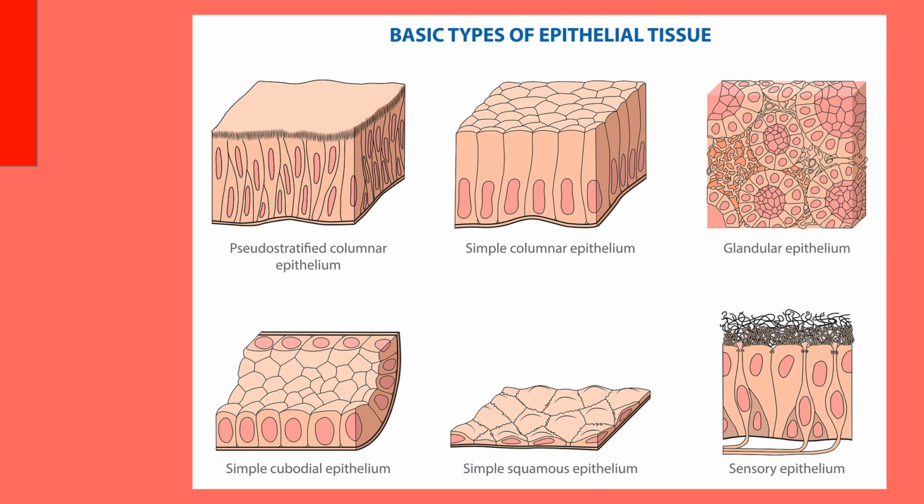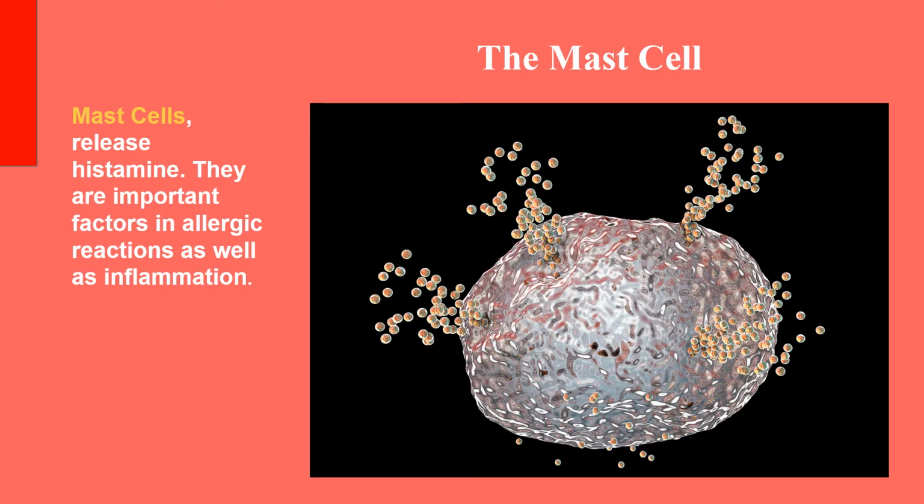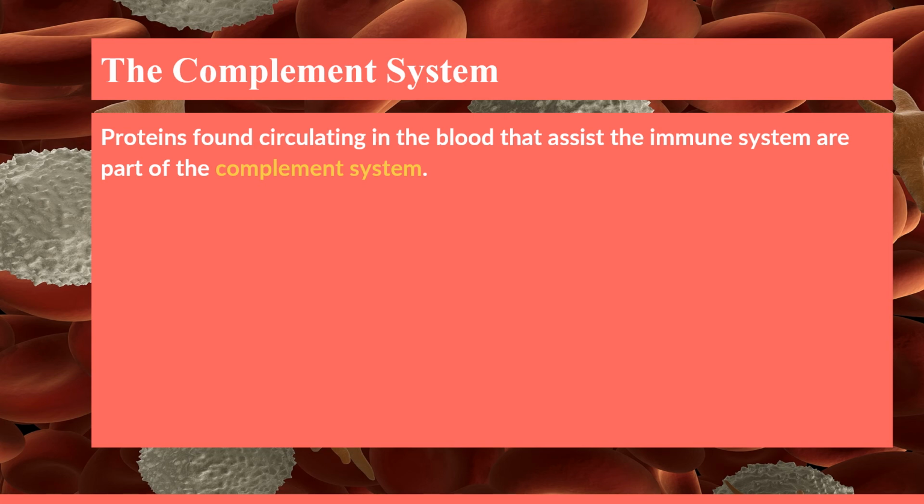Epithelial tissue covers the body's entire surface, including the outermost layer of the skin, and lines hollow cavities and organs inside the body. Mast cells, like basophils, release histamine. They are important factors in allergic reactions as well as inflammation. Proteins found circulating in the blood that assist the immune system are part of the complement system.